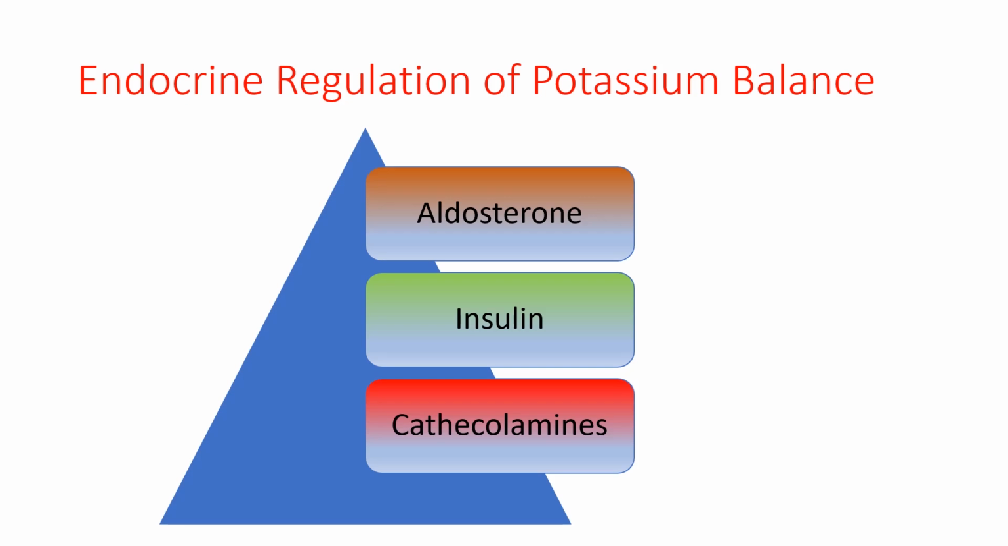And this can also explain why patients with complicated diabetes who have either a relative or complete absence of insulin usually end up with hyperkalemia because of the absence of insulin to drive the potassium into the cell. The third group of hormones are the catecholamines, which are produced essentially from the adrenal medulla, and they have a similar effect on potassium as insulin.